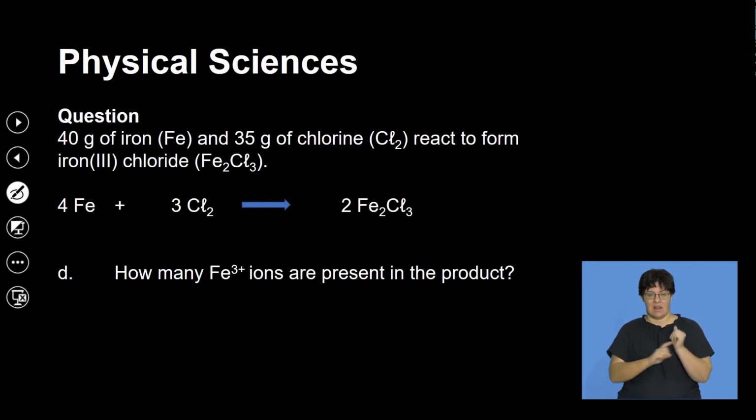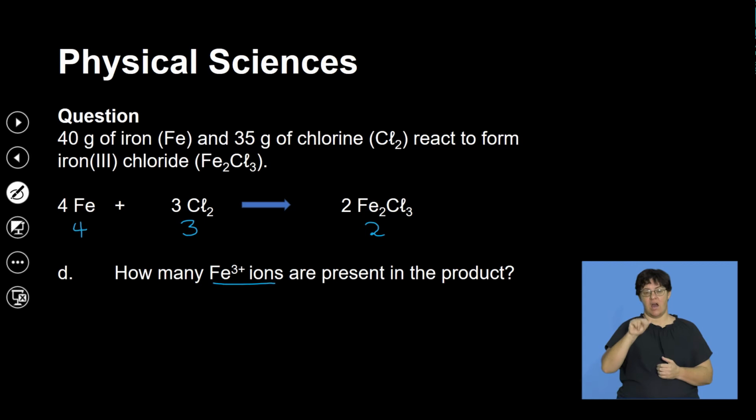Now the last follow-up question says, how many iron(III) ions are present in the product? In terms of moles, we know that 4 moles of iron form 2 moles of iron(III) chloride, and 3 of chlorine also form 2. It's a very interesting question because we're talking about the number of ions, so this has to do with the Avogadro number of particles of a substance based on the mole concept. So how much iron(III) chloride is formed? That's the question we want to ask ourselves. How many moles will be formed? 4 of iron forms 2, so the ratio of iron to iron(III) chloride, Fe2Cl3, is that 4 produces 2, right?